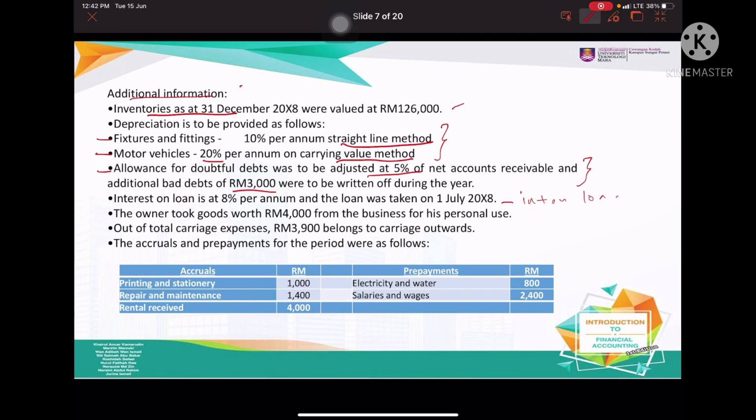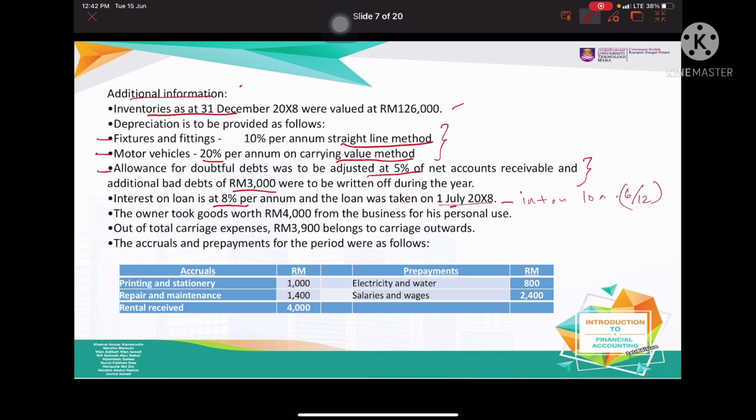So this relates to the allowance for doubtful debt. And then this is for the interest. Interest is 8% taken on 1st July 20x8. It means that here it's not a full year, it's only 1st July until 31st December. It's only for 6 months, 6 over 12 months.